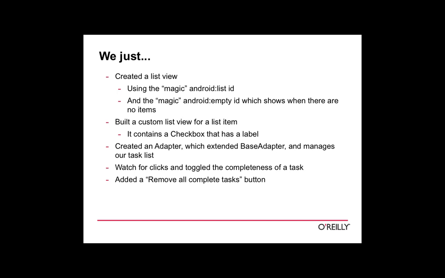We have created a list view instead of just that boring text bulleted list thing. We use that Android list ID, which automatically was hooked up by the list activity, so we didn't need to do any wiring there. We also use the magic empty ID, which was automatically managed by the list activity. Then we created a custom list view, which had a checkbox and a label.